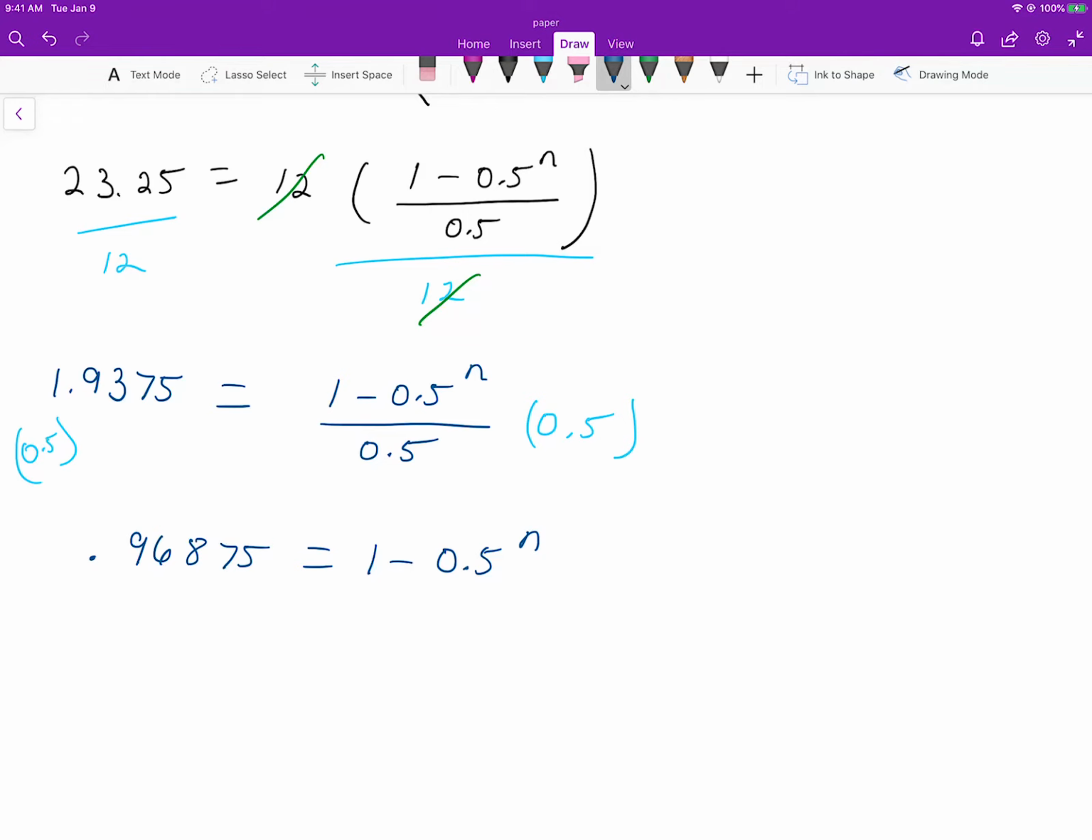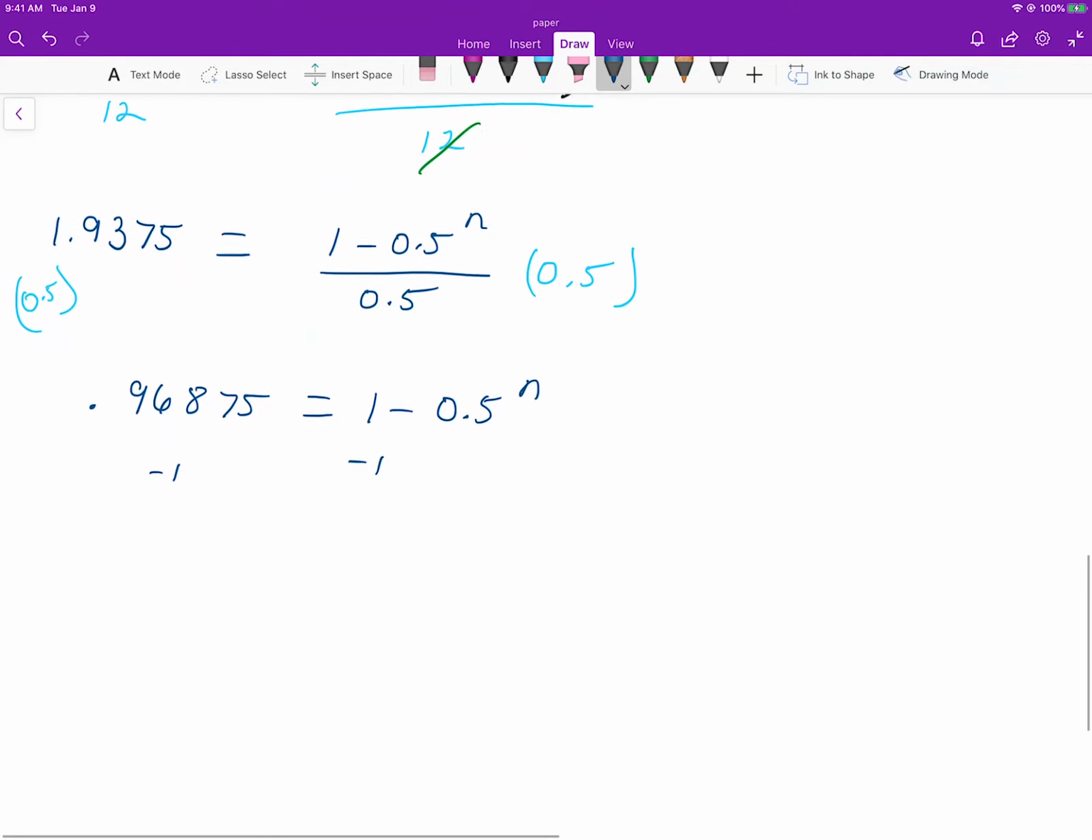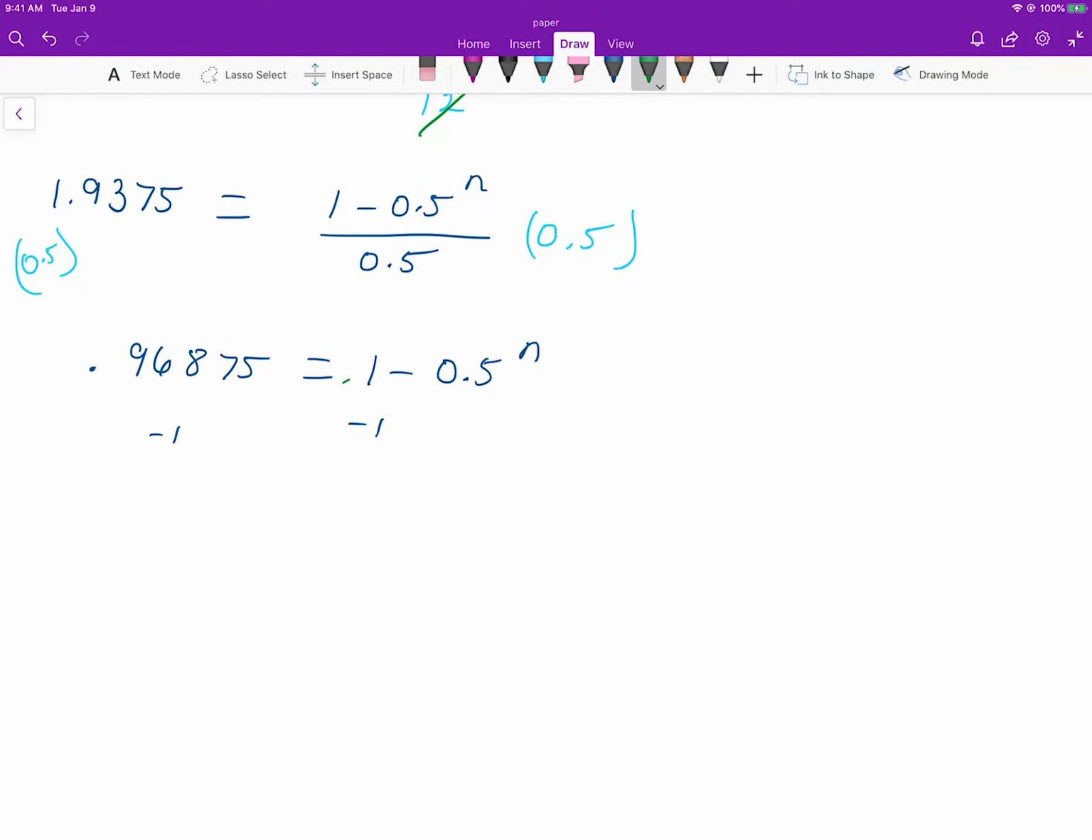Subtracting by 1, because I'm just subtracting 1 from each side. So the 1's cancel out. And now I'm left with negative 0.03125. We have a lot of decimals here, equaling negative 0.5 to the n power.